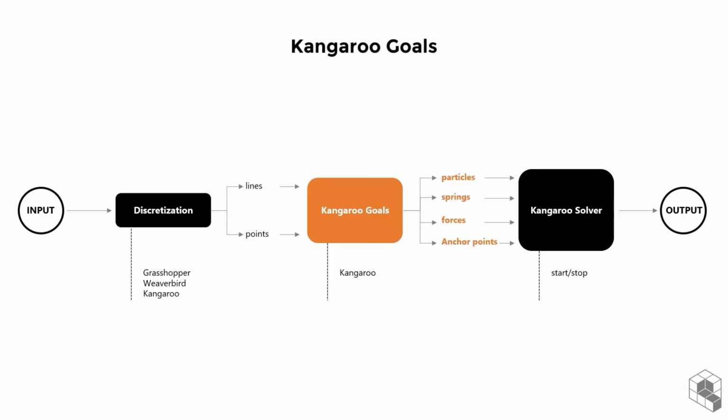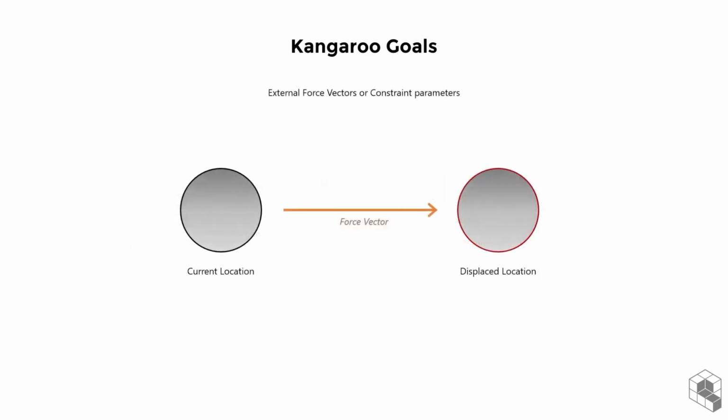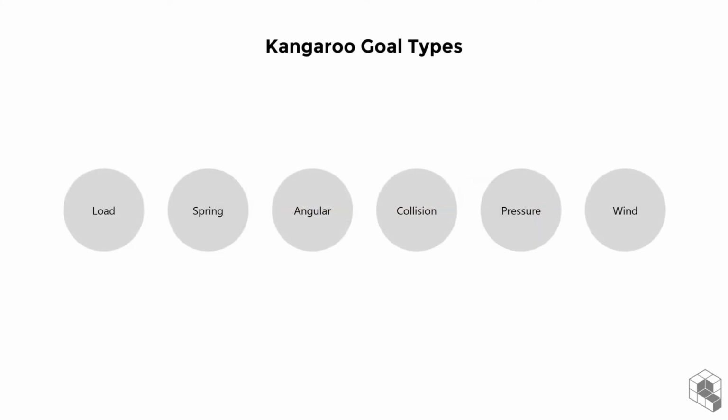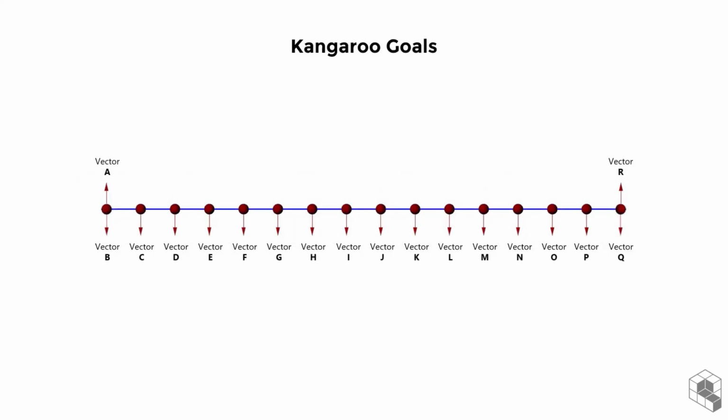So the constraints applying to these points and lines are called goals. A goal can be understood as any function that displaces certain points to a new location based on their current position. So Kangaroo constrains many different types of goals. You can also think about them as different types of forces, which can be applied in any combination. Kangaroo will compute the goals to meet them and basically come up with an average force applied to any nodes.